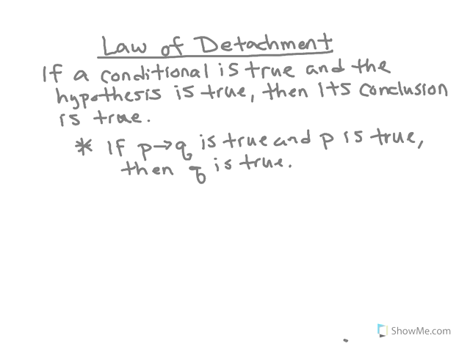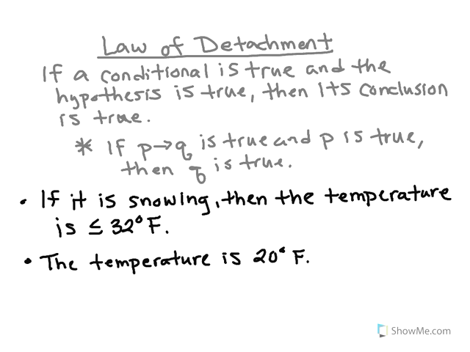So, let's take a look at a specific example and see if we can use this adequately. Okay, so here's some information. You will always be given a conditional statement and then another statement right after it. The first statement is our conditional statement, which we have to determine is true: if it is snowing, then the temperature is less than or equal to 32 degrees Fahrenheit. That's a true statement. So we have taken care of the if P then Q is true, so I'm going to check mark this part off.